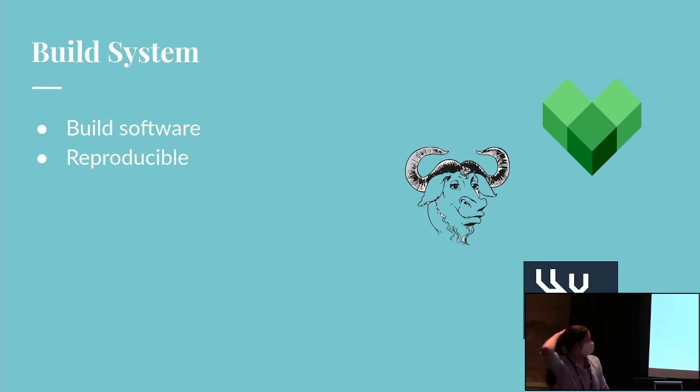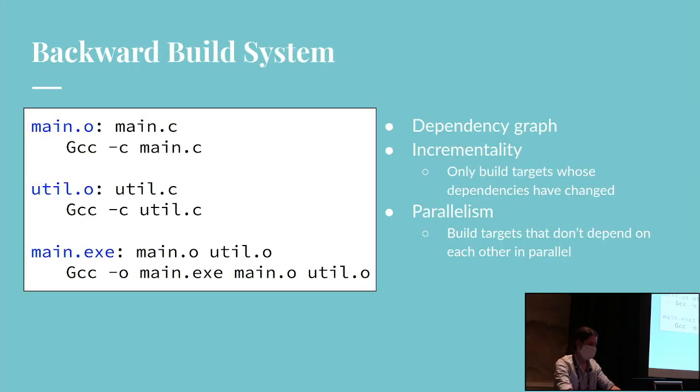So, starting with the basic idea of what is a build system. A build system just describes how to build software in a reproducible manner, and it gives you benefits like incrementality and parallelism. The most prevalent type of build system is a backwards build system, which is basically just make. You write your build script, you specify what you want to build, and you say what it depends on and how to build it. Using this information, the build system can provide you with incrementality and parallelism.